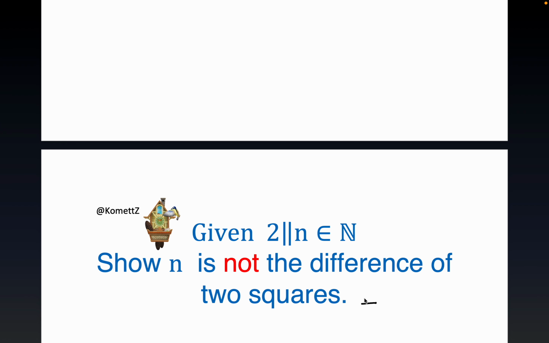I want to show you that a positive integer possessing a particular property cannot be written as the difference of two squares. So let me write this as n not equal to a squared minus b squared, where a and b are integers. Okay. Now you may or may not have seen this notation. This means 2 divides n exactly.